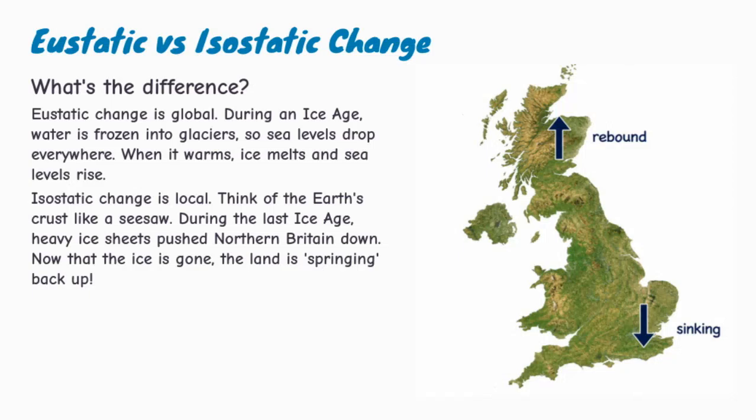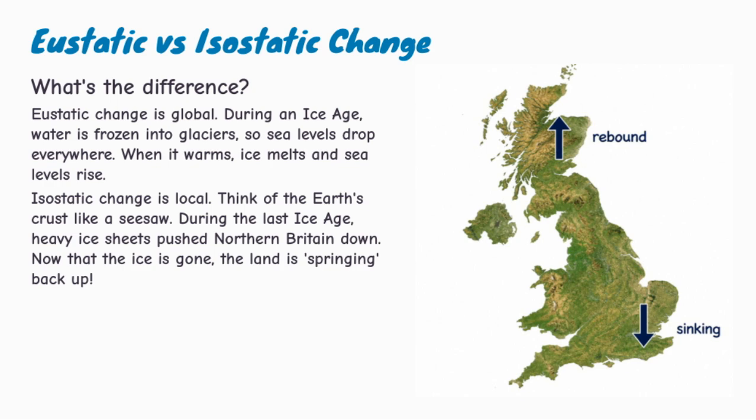Now let's compare eustatic and isostatic change more clearly. Eustatic change is global. During an ice age, large amounts of water are stored as ice in glaciers and ice sheets. Because that water is taken out of the oceans and stored on land as ice, global sea levels fall. When the climate warms and the ice melts, water flows back into the oceans. This causes global sea levels to rise. So eustatic change is about the amount of water in the oceans.